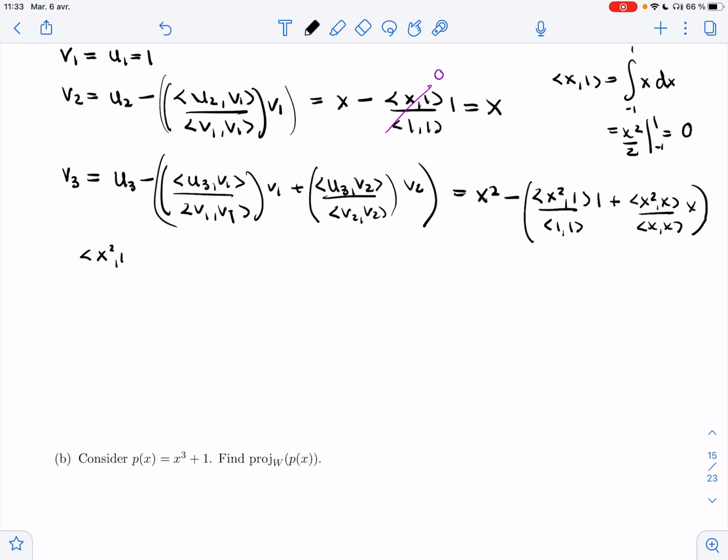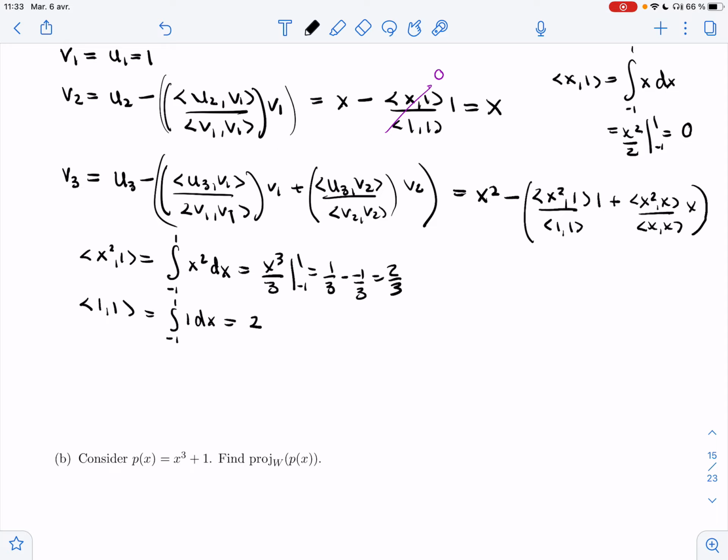All right, x squared and 1, that's the integral from -1 to 1 of x squared dx. That's x cubed over 3 from -1 to 1. That's 1/3 minus a third. That's 2/3. All right, and then 1 and 1, that's the integral from -1 to 1 of dx. If you use a property, that's just a rectangle, so it's 2. All right, so that means I have 2/3 divided by 2, 1/3.